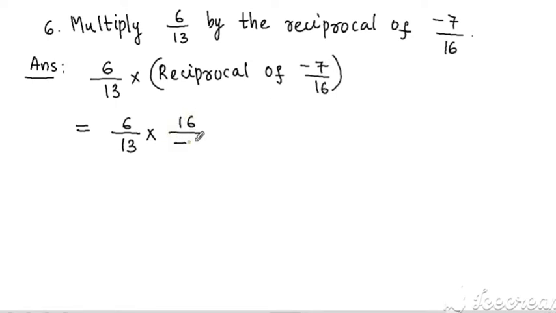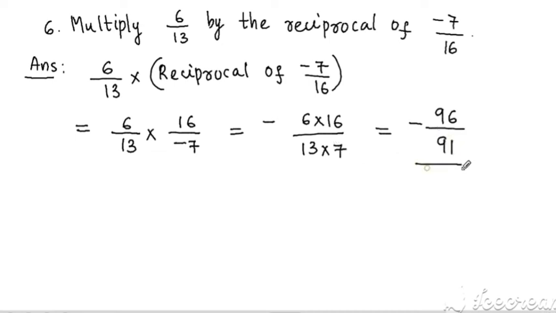You can take that negative to the numerator, then multiply 6 and 16. So that is equal to negative 6 multiplied by 16 divided by 13 times 7. You have to put that negative sign, which is equal to negative; 6 times 16 is 96 and 13 times 7 is 91. So the answer is negative 96 by 91.